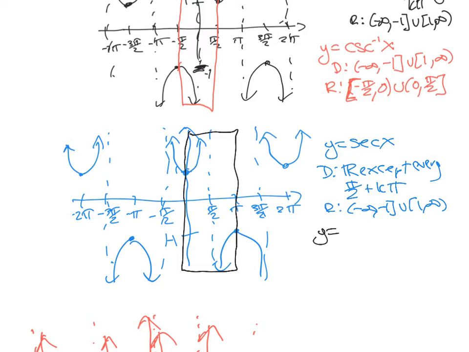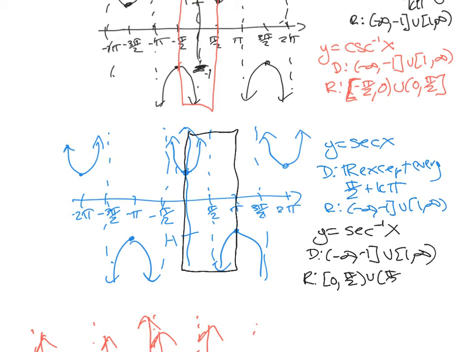Okay, so let's do y equals inverse secant, or arc secant of x. The domain will be the ratios, negative infinity to -1, union 1 to infinity. And the range now will be from 0 to pi over 2, and I'm breaking up pi over 2 because it's undefined there, then pi over 2 to pi. So again, just like inverse cosine, we're dealing with quadrant 1 and quadrant 2.